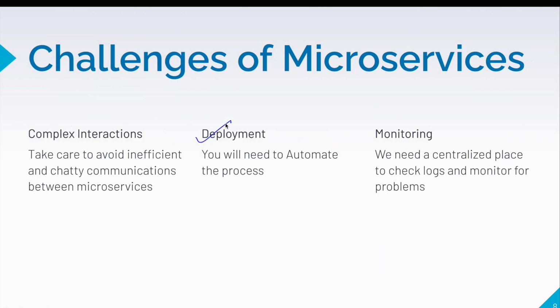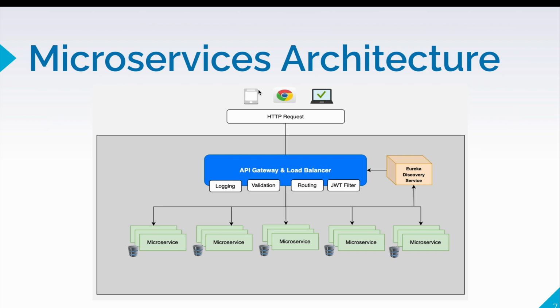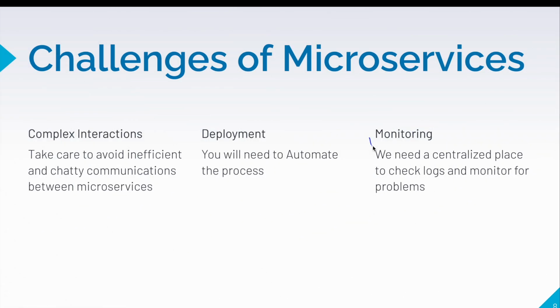Now the next challenge of using microservices is deployment. So you need to automate the entire process. Now what do I mean by that? If you look at this particular architecture diagram, you can see that there are a lot of components working together. It becomes pretty difficult if you have to individually and manually deploy all of these components. So the best and most efficient way to deploy microservices is to automate the entire process.